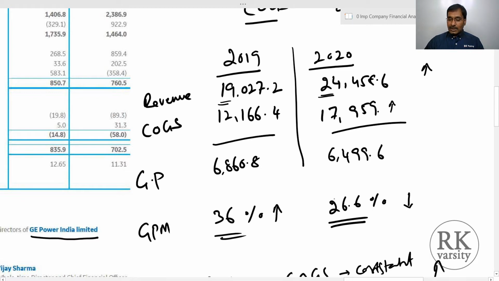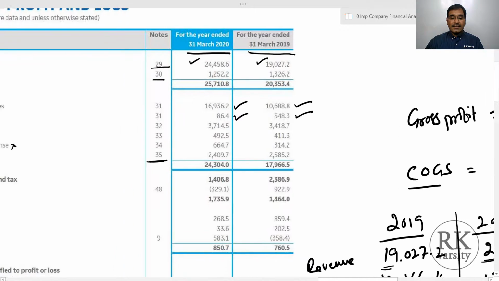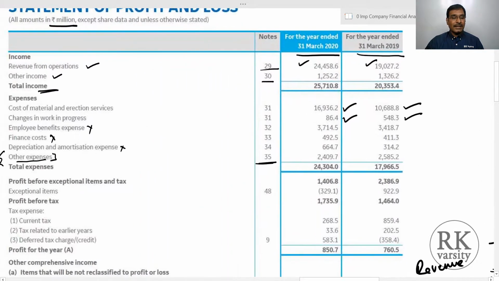Now, if you look at the values here, then you can easily see that there is a phenomenal increase in the cost of material. Here it is 10,000 for the cost of material, and now it is 17,000, nearly a 7,000 million increase in the cost of raw material. But the revenue increase is not that much. 19,000 is here and 24,000 here. That means around a 5,000 million increase in the revenue. But the cost of raw material increased phenomenally.